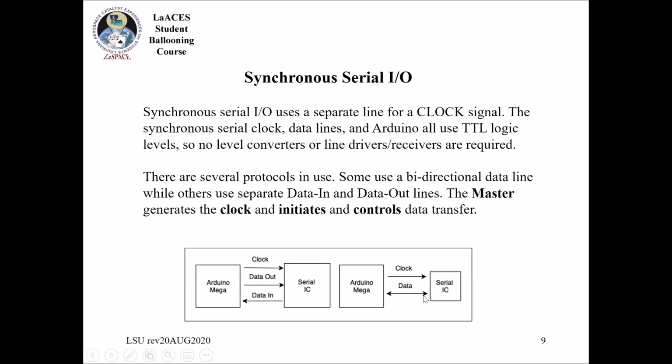However, with this one, because this is bidirectional, now when this one wants to communicate, it has to say, hey, I'm going to take the data line and I'm going to communicate with you. And then this one has to send another bit back that says, okay, I'm ready. And then it's going to go back and forth. And we're about to see an example of this exactly.